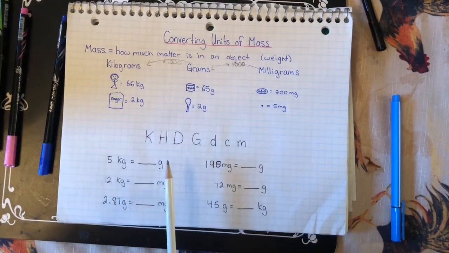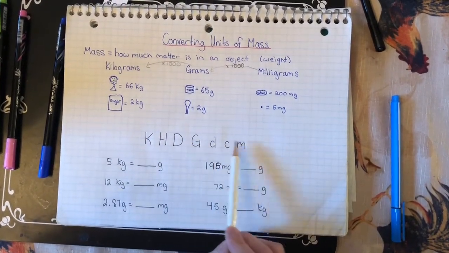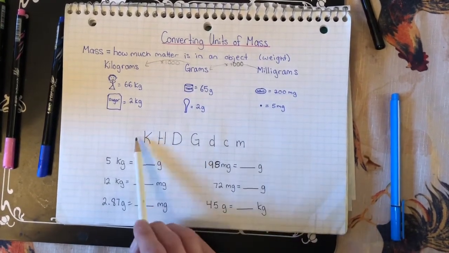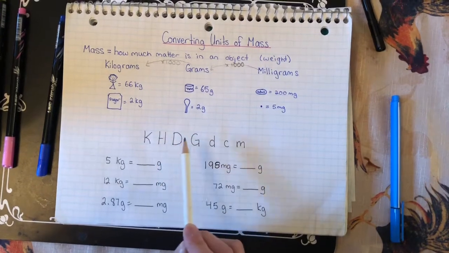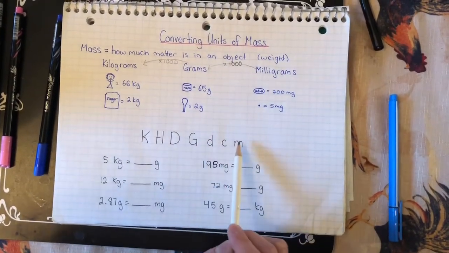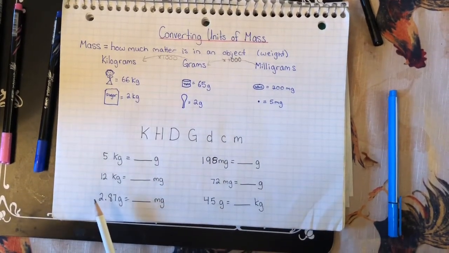So we have our handy dandy trick. We know that in the metric system, there are all of these measurements that we don't necessarily use, but they're important. And so we have our rhyme: King Henry died, Grandma didn't care much. And we use that to help convert. So let's do some examples.